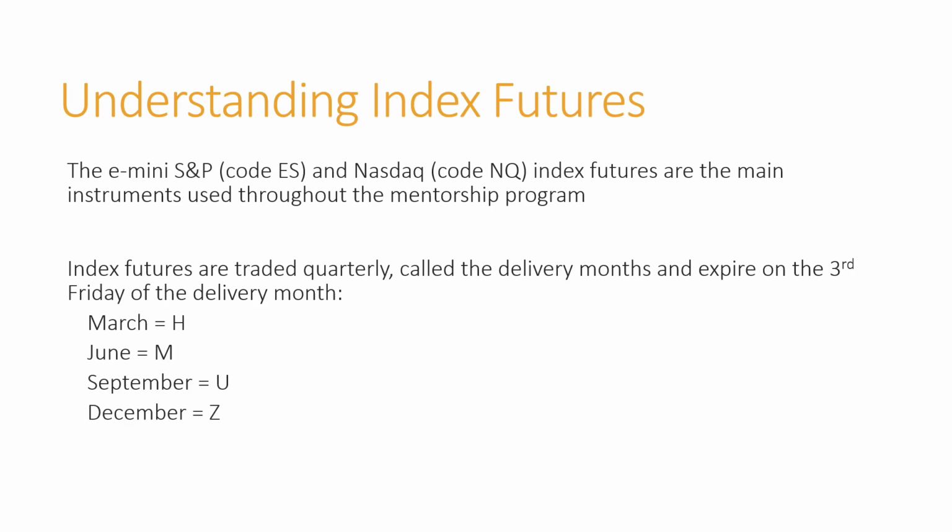So, starting off with understanding index futures. You'll note from the course so far we've been using the E-mini S&P and the NASDAQ as the main instruments throughout the mentorship program, and the codes for these are ES for the S&P and NQ for the NASDAQ. Index futures are traded quarterly, and these are what we call the delivery months. Because they're futures they expire, and index futures expire on the 3rd Friday of the delivery month. We have 4 delivery months: March, June, September and December, and they each have their own unique code.